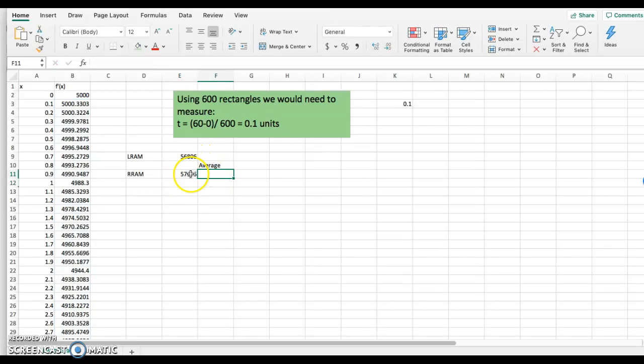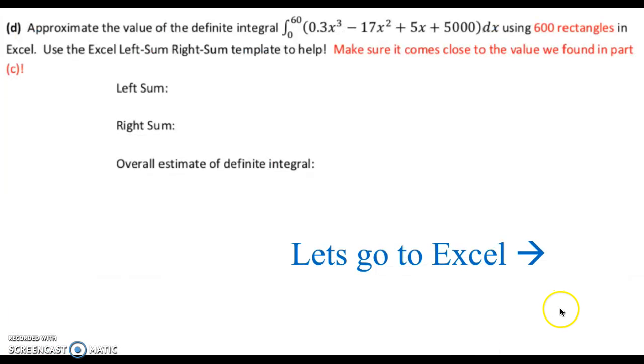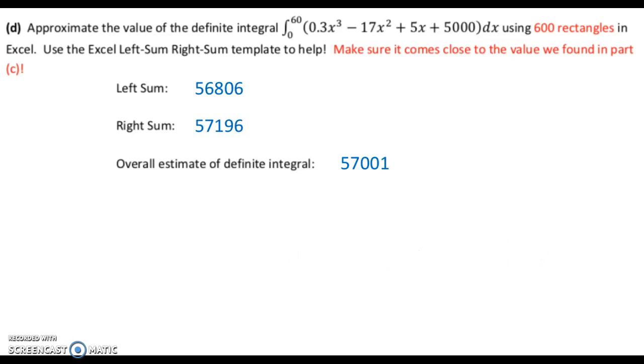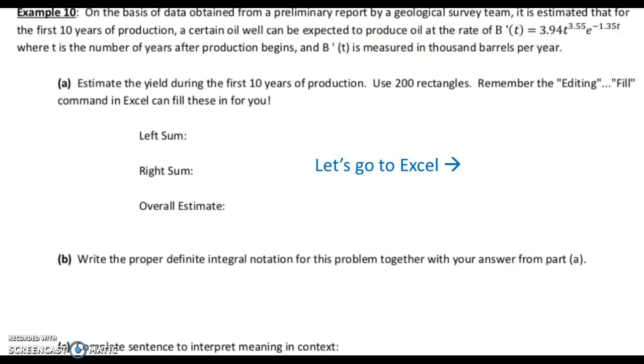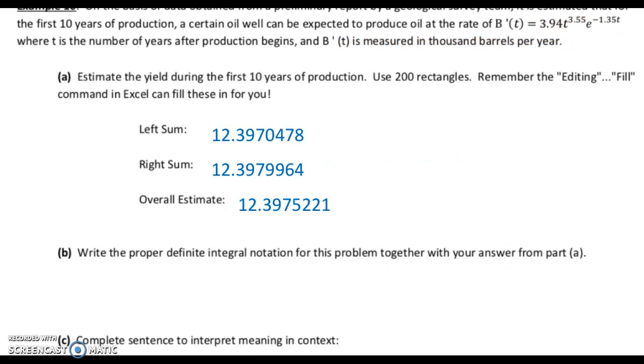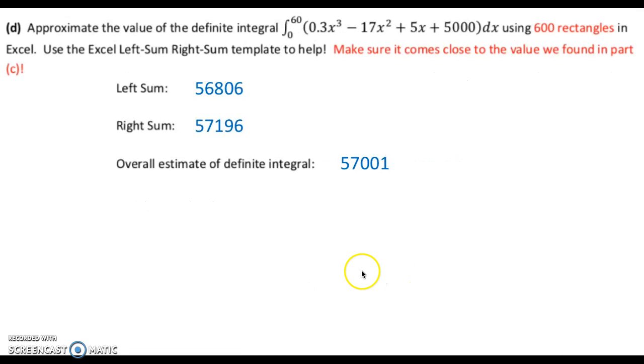All right, so then we know that a good approximation will be the average of those two. Now this is another thing we can use in Excel. So here in our PowerPoint, we went to Excel and we found those values. The values were 56,806, 57,196, and then the overall estimate of the two was the average of the two, which was the 57,001.